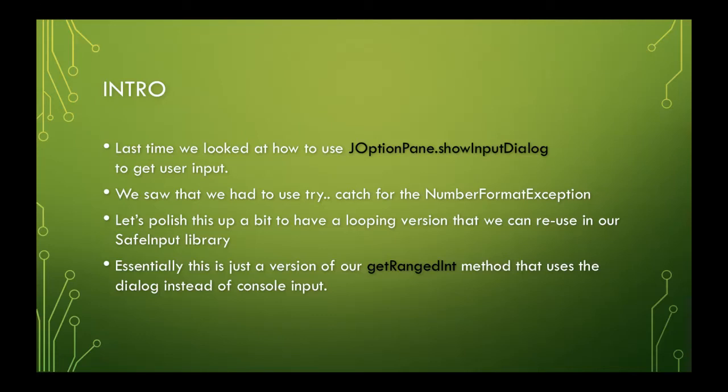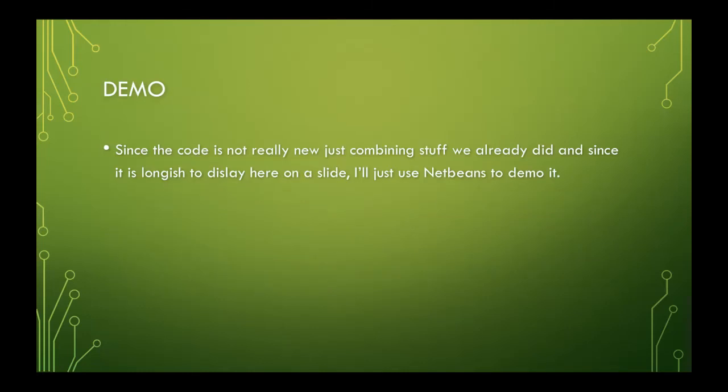So now that we know how to do that, let's go a step further, polish this up, and create a looping version of an input method that we can throw into our SafeInput library that we developed previously. Now hopefully you'll see that basically this is just a reversioning of getRangeInt that uses the dialogs instead of the console input. There's nothing really new here.